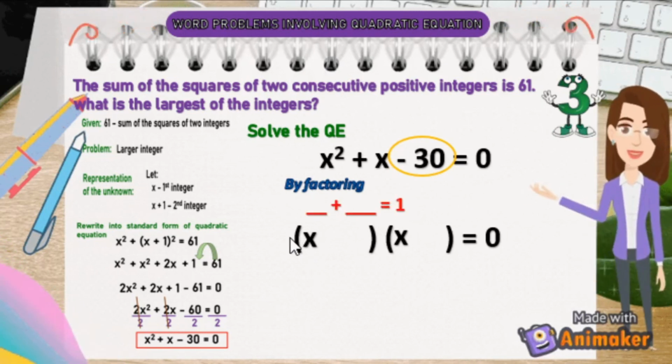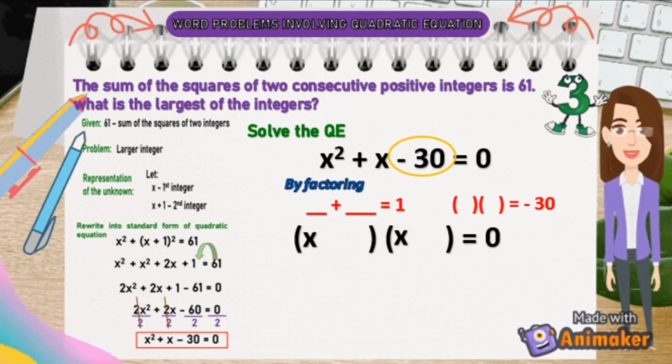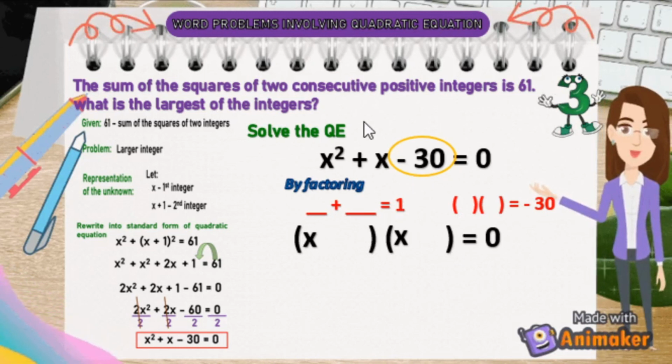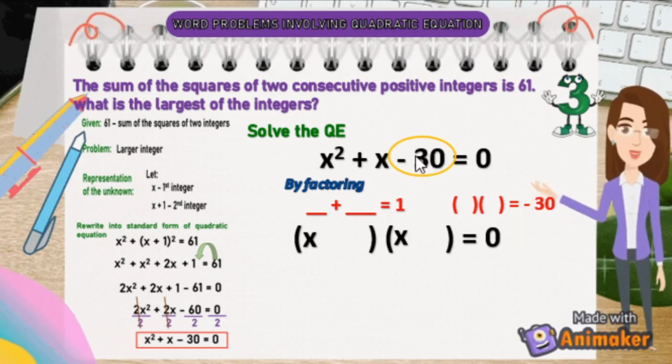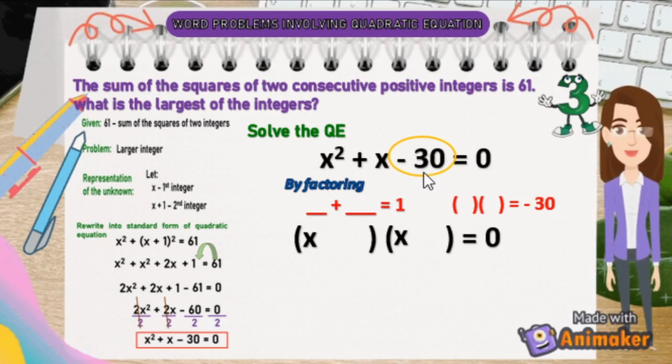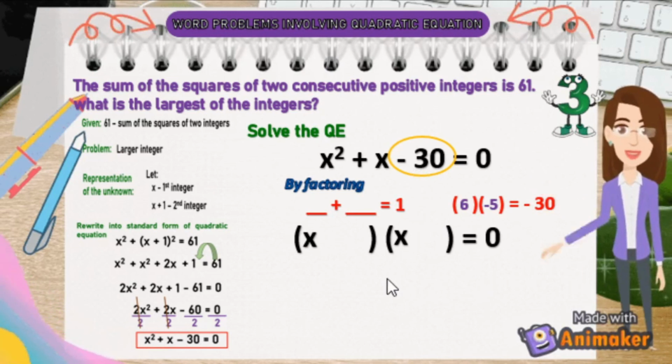So, pag inadd natin ay 1 at kapag minultiply naman natin ay negative 30. So, yung 1, yun yung value ng ating b. And yung negative 30, yun yung value ng ating c. So, anong factor ng negative 30? So, ang factor niya ay 6 and negative 5.